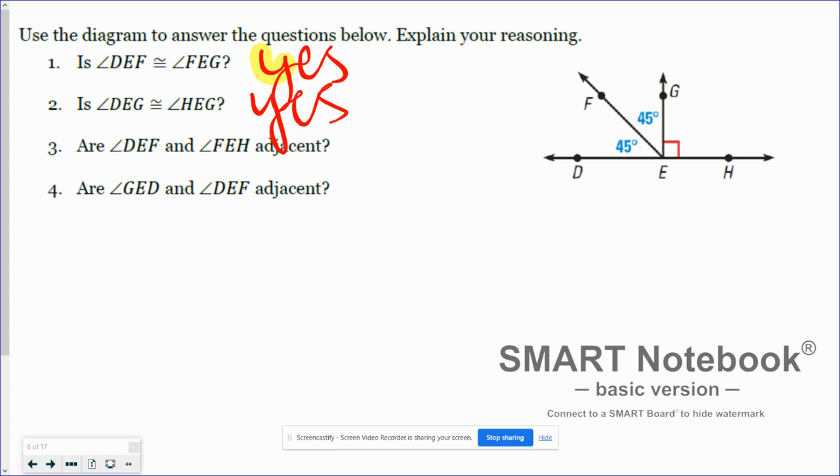Are DEF and FEH adjacent? Yes, they're angles that are side by side. They share side EF. They have no common interior points. But what about angle GED? See it? And angle DEF. These are not adjacent because one is inside of the other, and they have to be side by side angles and share a side, not be inside.